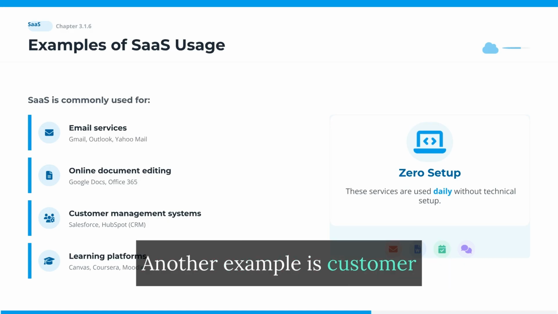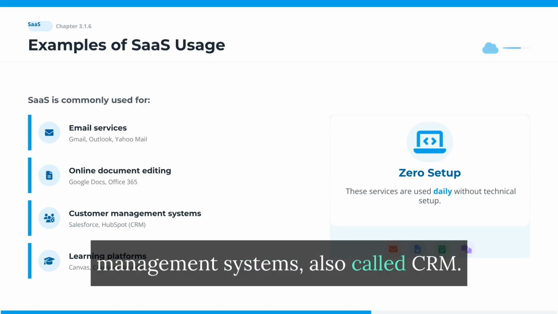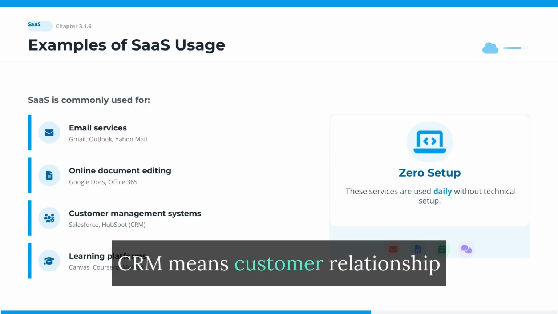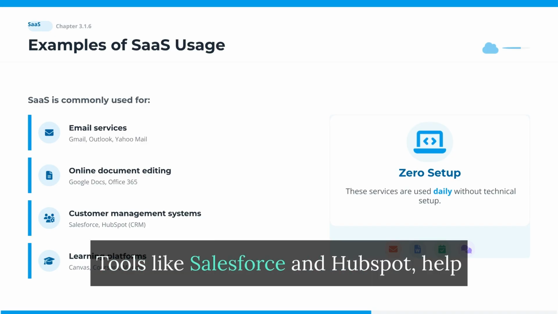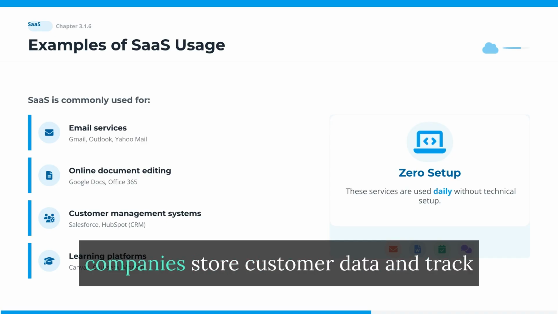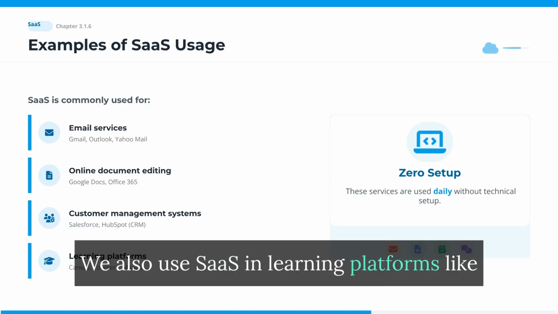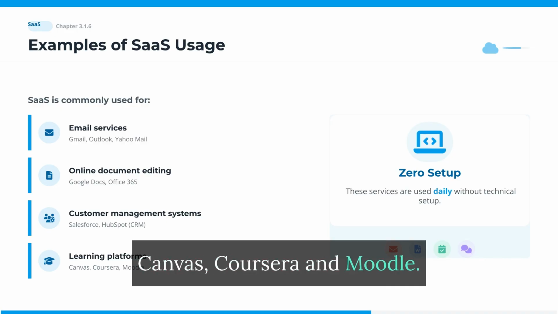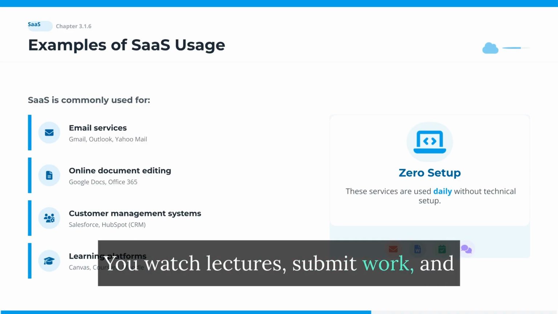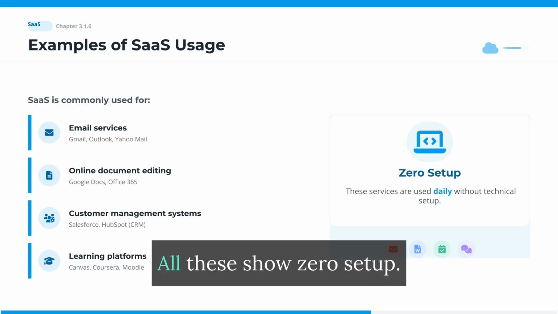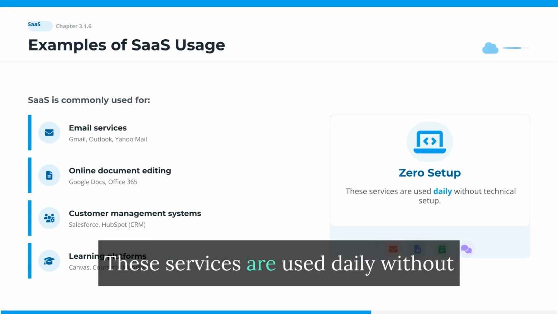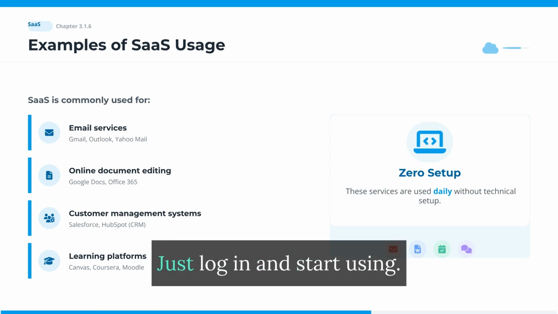Another example is customer management systems, also called CRM. CRM means customer relationship management. Tools like Salesforce and HubSpot help companies store customer data and track sales. We also use SaaS in learning platforms like Canvas, Coursera, and Moodle. You watch lectures, submit work, and check marks online. All these show zero setup. These services are used daily without technical setup. Just log in and start using.